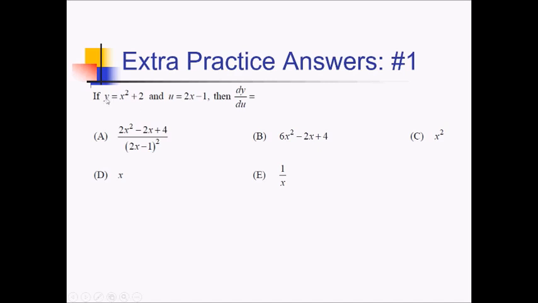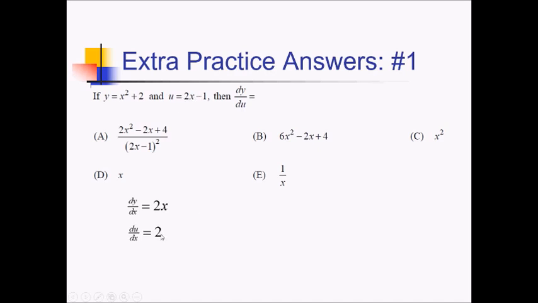Derivative of y with respect to x is going to be 2x. So that's dy over dx. And for this next one, if we take the derivative, we've got du over dx equaling the derivative of 2x minus 1, which is 2.